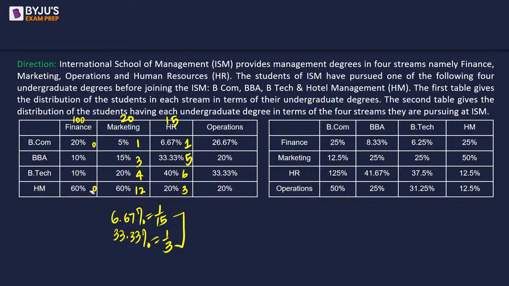Similarly, if you look at the percentages here, 20, 10, 10, 60, we can take 10 minimum in finance, so that this is 2, 1, 1, and 6.